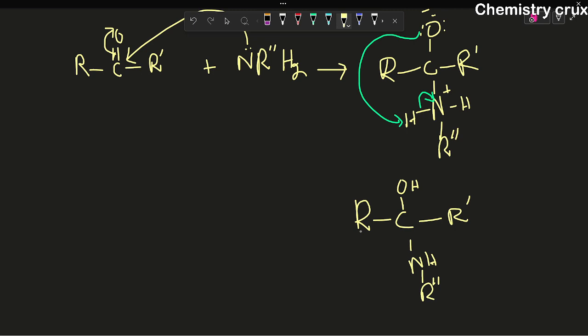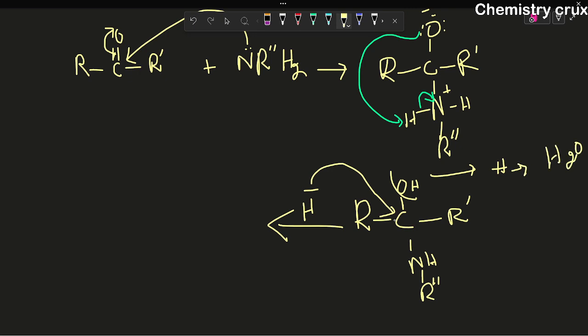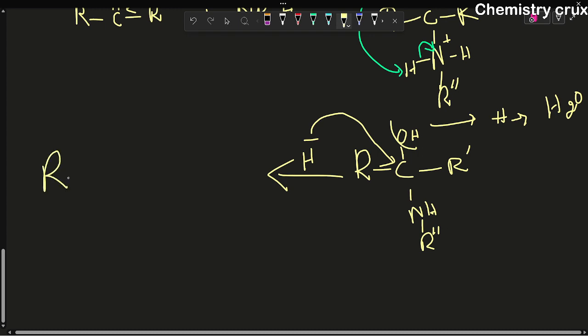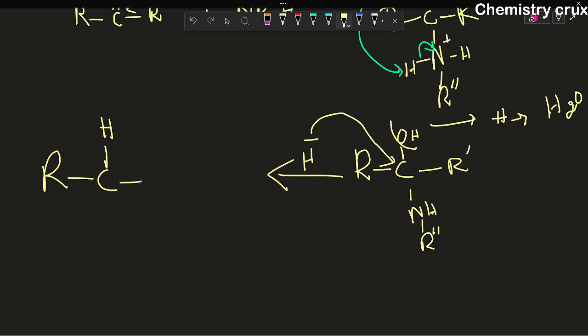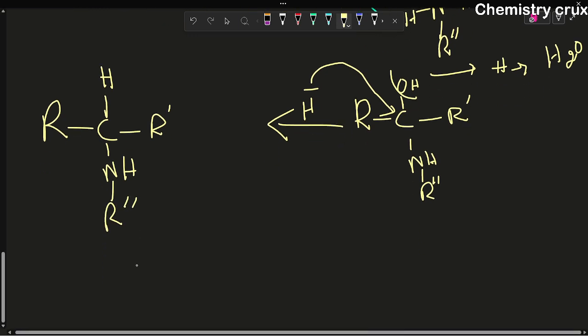Fine. Now again reduction will take place. We will take sodium borohydride, that will give us H negative. Also you can say this H negative goes here, this OH negative leaves and combines with H positive to form H2O, right? So what we'll get is R, C, H, here will be R dash, here will be N, here will be H, and here will be R double dash. So here you can see now a secondary amine is formed.